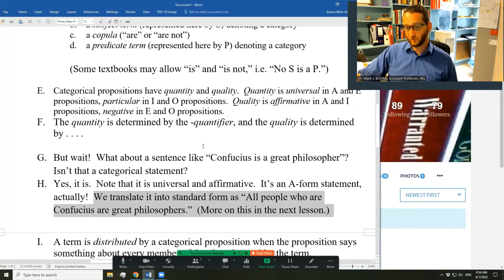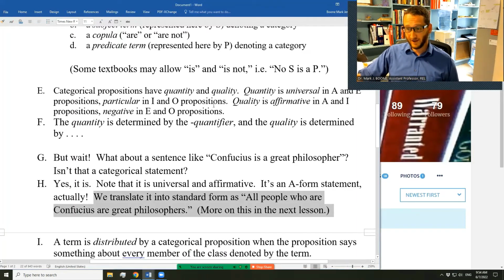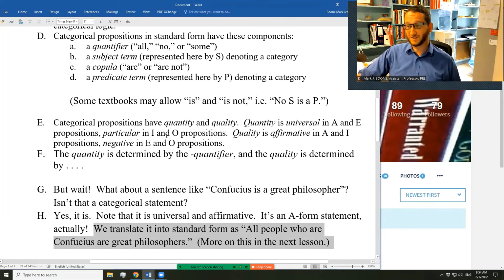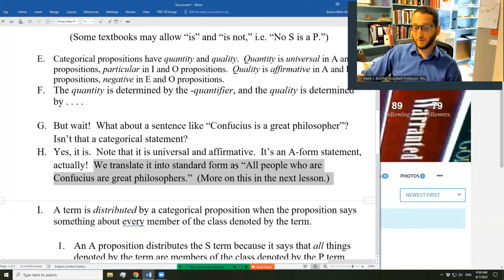Confucius is a great philosopher is translated into the standard form for an A form proposition, universal affirmative, because it's affirming something of Confucius. It's affirming that he is in that category of great philosophers. And it's universal because it's talking about all Confuciuses. So the standard form is all people who are Confucius. And you might think this seems unnatural. Well, it kind of does. We don't normally do this. We normally refer to categories of one, like Confucius, which is a category of people who are Confucius, and there's only one of them, or anything else referring to a particular human being.